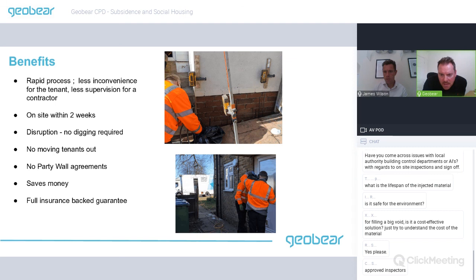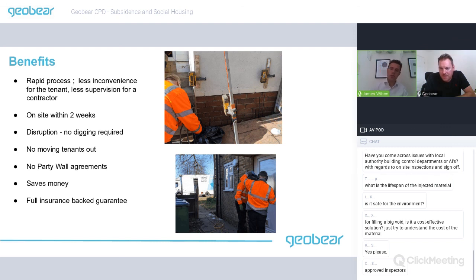Thomas, what's the lifespan of the injected material? 100 years plus. I'll pick that one up quickly. Yeah, it's design life 100 years. We've never seen it fail. We've only been around for 40 years, so we can't see it failing. So the material doesn't deteriorate.